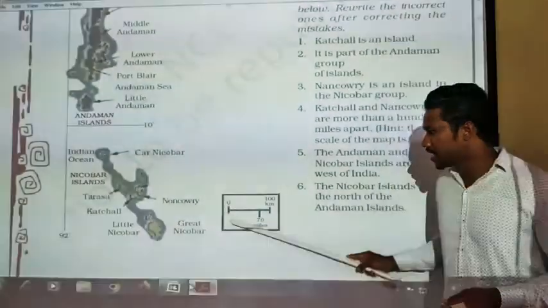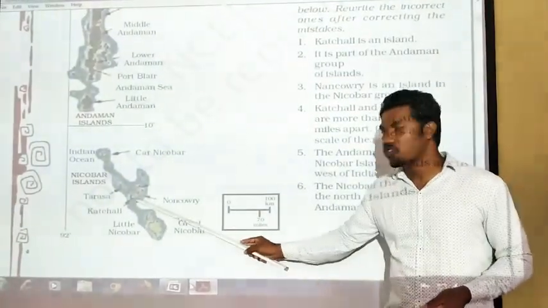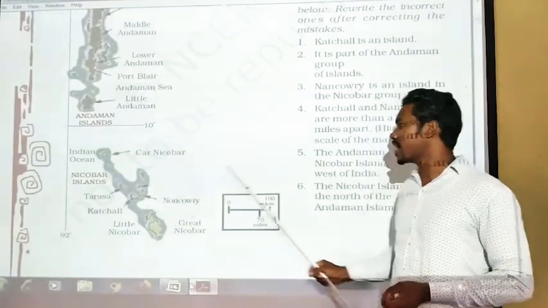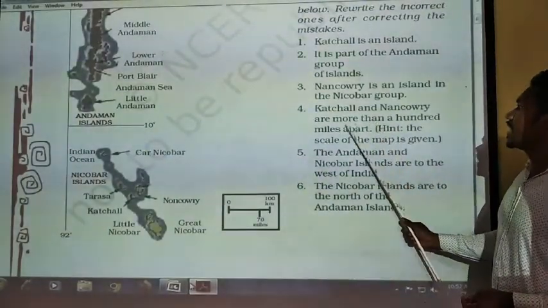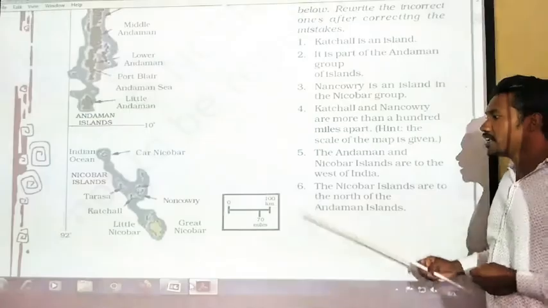But if we measure here, this is a scale, if we measure here, it is not even 70 miles. So we have to write it correct here. It is less than 70 miles apart.